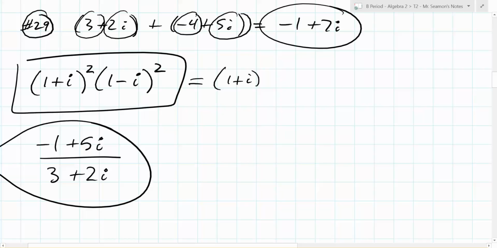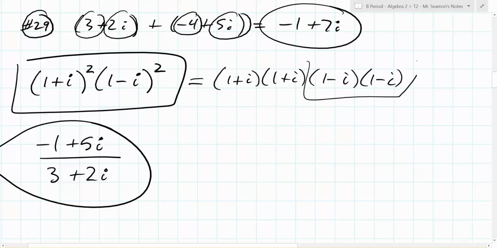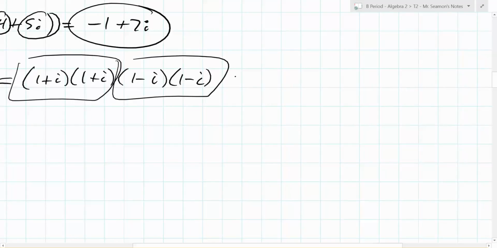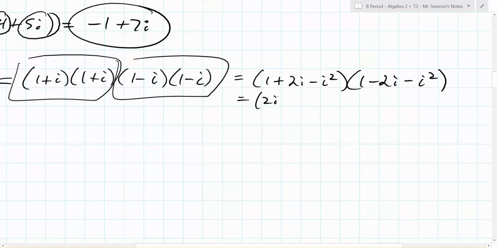1 plus i times 1 plus i, 1 minus i. And I really liked what you did, breaking it up into these two and then multiplying them together. When you simplified it, you should have ended up with 1 plus 2i minus i squared, 1 minus 2i minus i squared. But what is i squared? So it cancels and you end up with 2i times negative 2i. That's before the i squared.